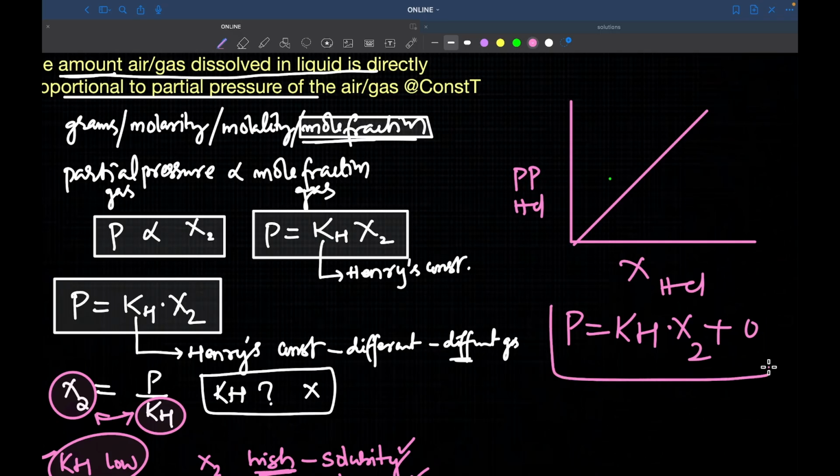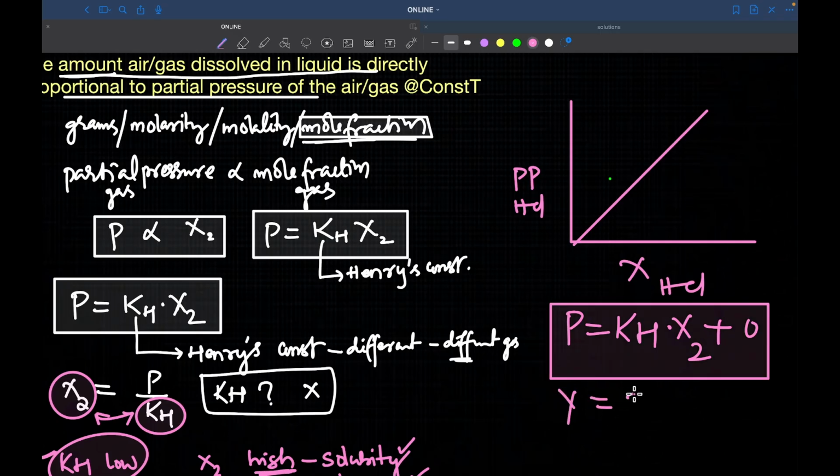So this is in the form of, let us say, y equal to mx plus c. So ఇక్కడ intercept ఏంటండి 0. On x axis the mole fraction of HCl should be taken, and on y axis the partial pressure should be taken. And what is the slope here? The slope is equal to Henry's constant.